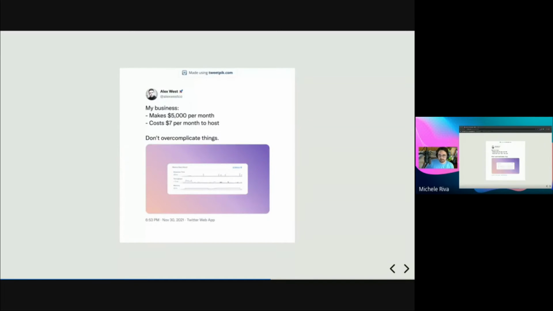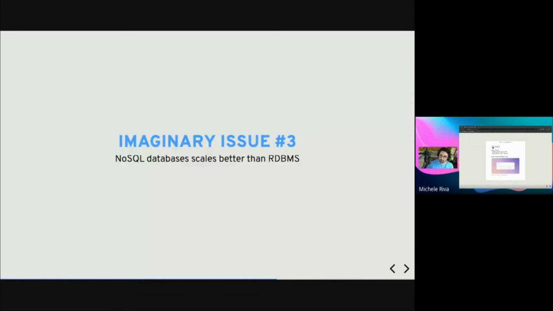And I found this tweet where there is a really smart person who makes like $5,000 per month on a $7 dyno on Heroku. So again, this is what I think is really, really smart. Achieving great results with a minimum waste of resources. So we are heading to imaginary issue number 3.